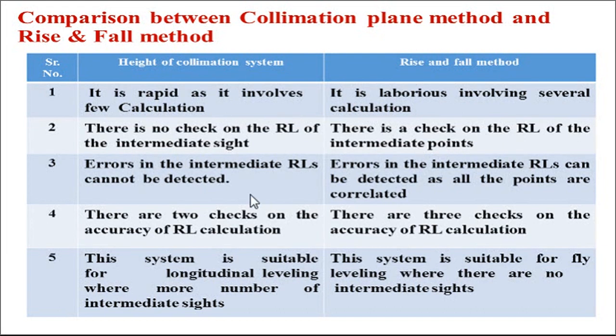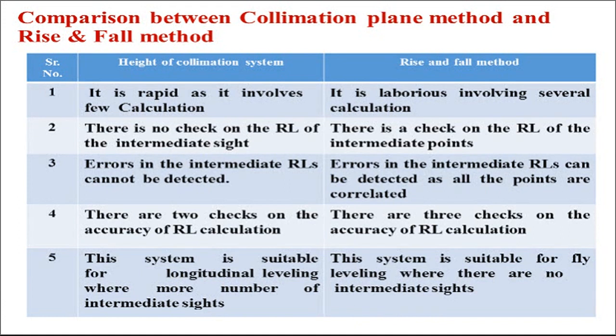Next comparison, error in the intermediate reduced levels cannot be detected. Here, error in the intermediate RLs can be detected for all the points. There are two checks on the accuracy of reduced level calculations. In this, there are three checks on the accuracy of reduced level calculations. And the last comparison, this system is suitable for longitudinal leveling where a large number of intermediate sight readings are available, while the rise and fall method is suitable for fly leveling where there are no intermediate sight readings.